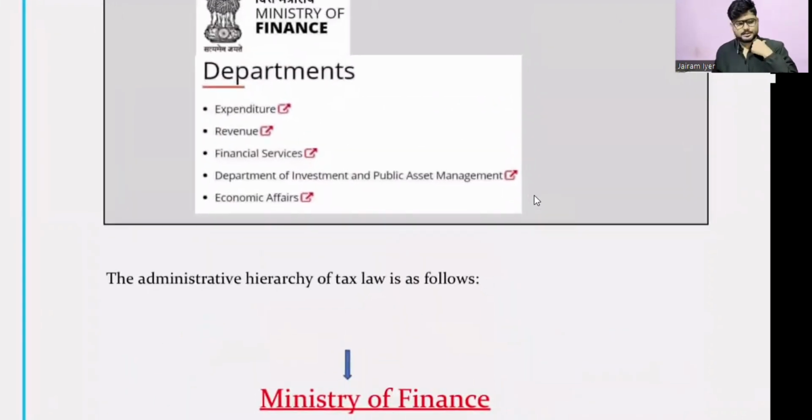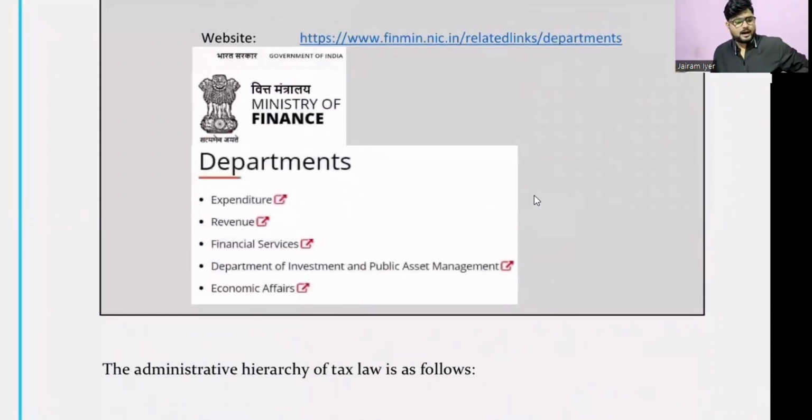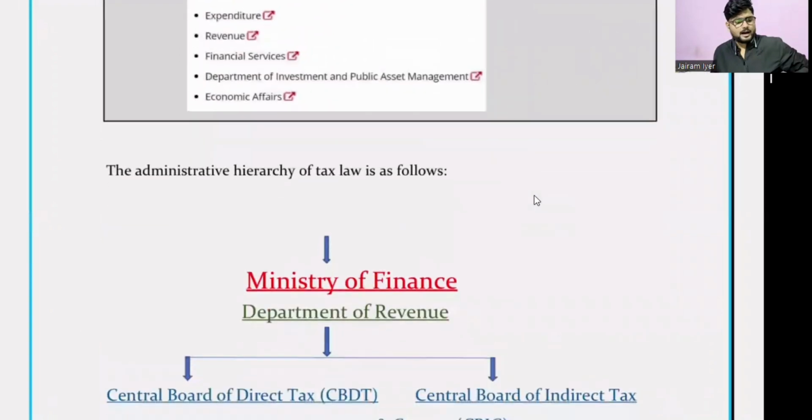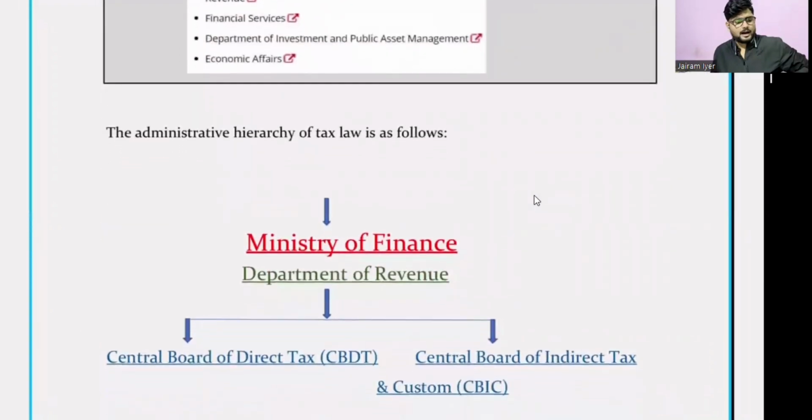Now see this administrative hierarchy of tax law. See what actually is happening now, or what we are going to do, whenever you go to a different field, when you study something now.